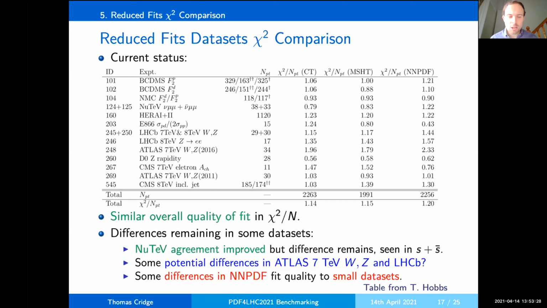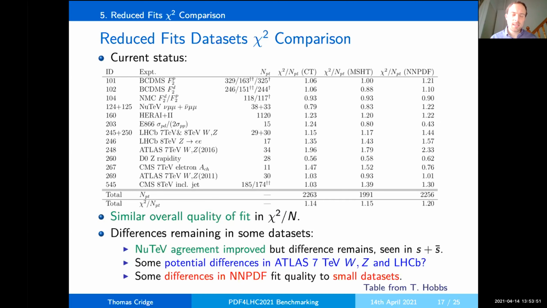There are perhaps some other further differences. The only one that I want to briefly point out here is that there are some differences in the NNPDF fit quality to small data sets. Take, for example, the third from bottom, the CMS 7 TeV electron asymmetry with just 11 points. CT and MSHT are fitting that with around 1.5 per point, whereas NNPDF is obtaining half that, 0.76. And I'll give a potential explanation for that later.